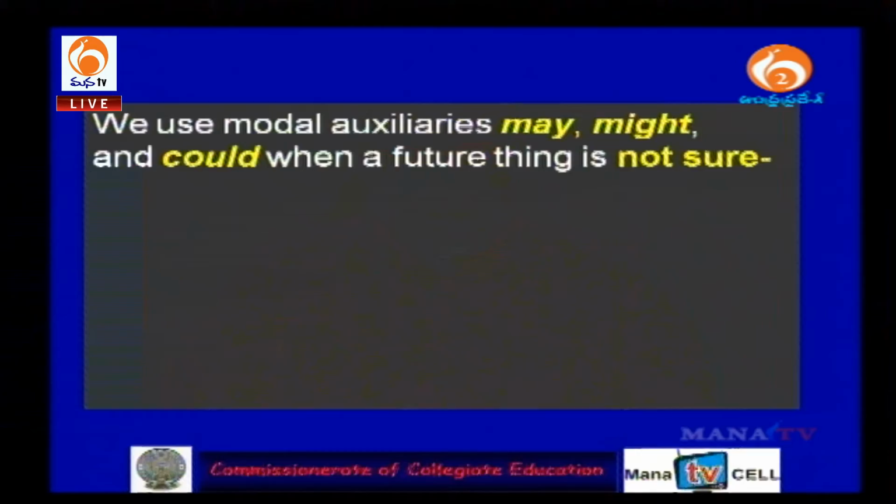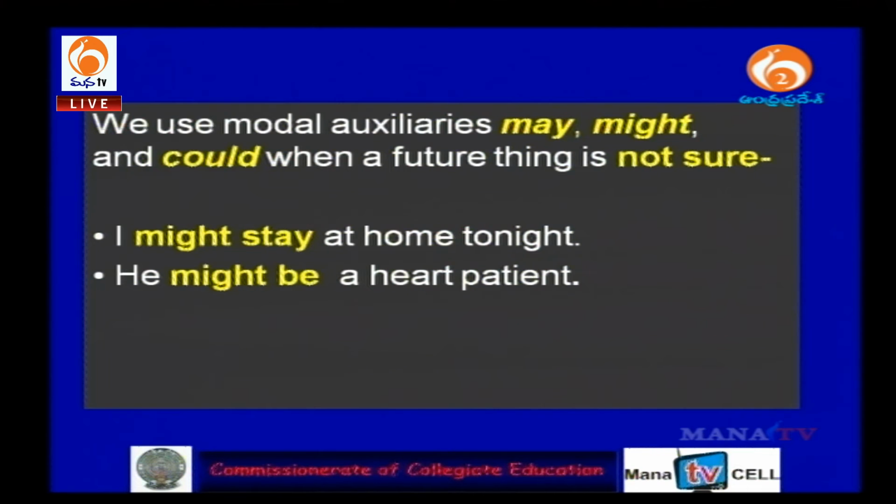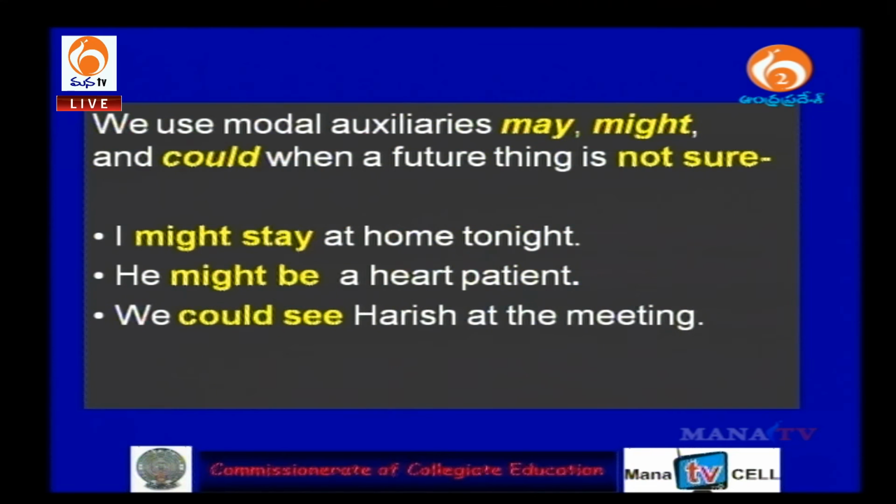Now, another possibility is if we use modal auxiliaries like may, might, could, we can describe a future thing which is not at all sure. For example, I might stay at home tonight. So it is just a possibility, it's not a certainty. Then, he might be a heart patient. That means it's not sure, he looks like a heart patient. Now, we could see Harish at the meeting. That means it is also an uncertain action that is going to happen in future.